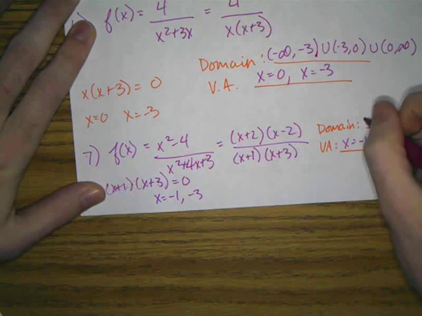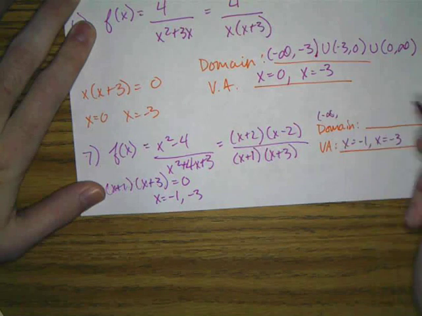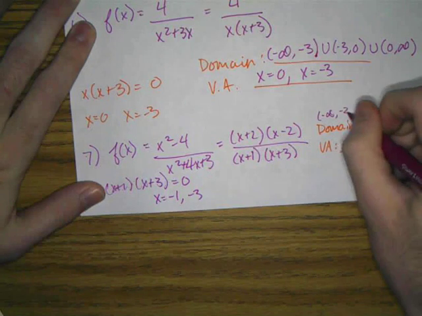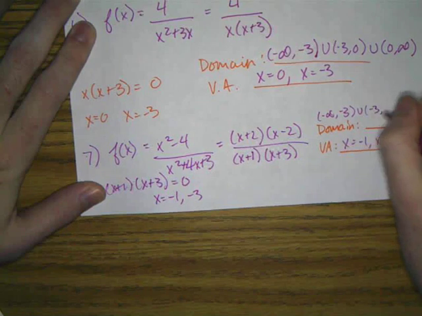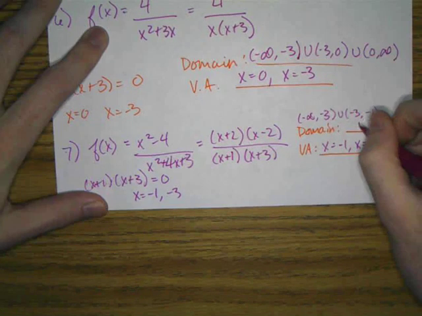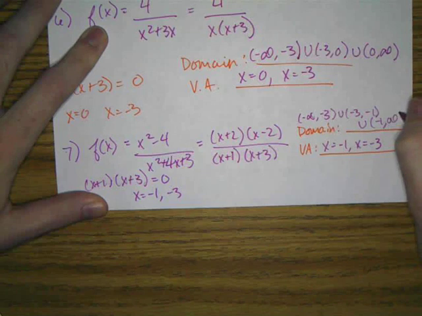Which means our domain goes from, I'm going to run out of room, so I'm going to write it up here, negative infinity to negative 3, union negative 3 to negative 1, union negative 1 to infinity.